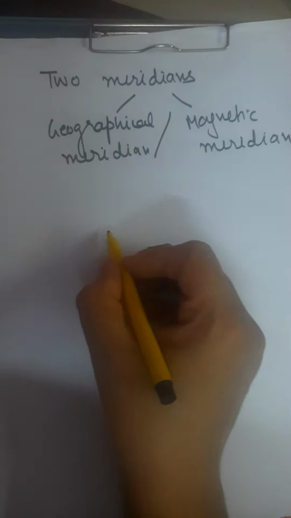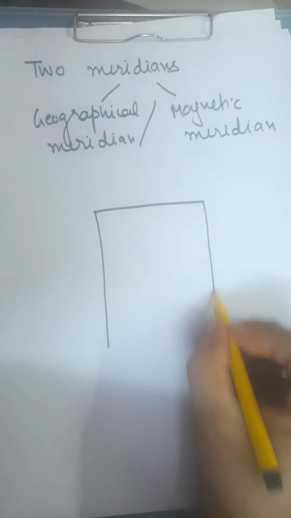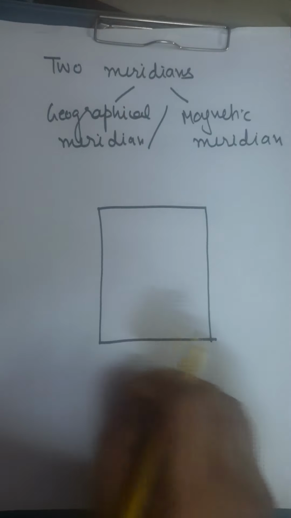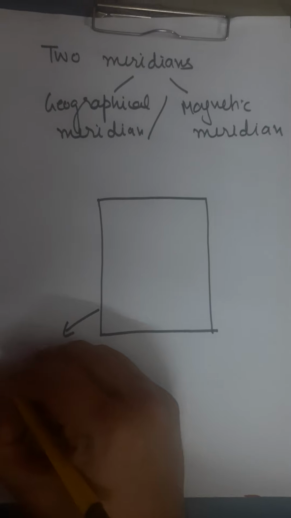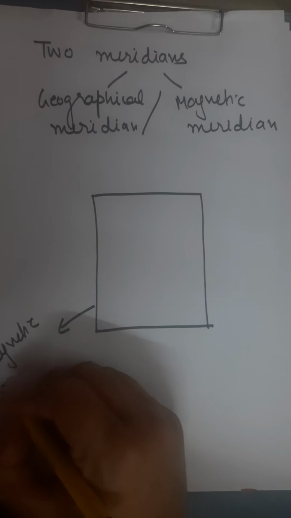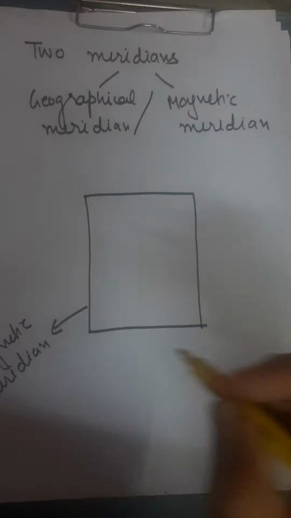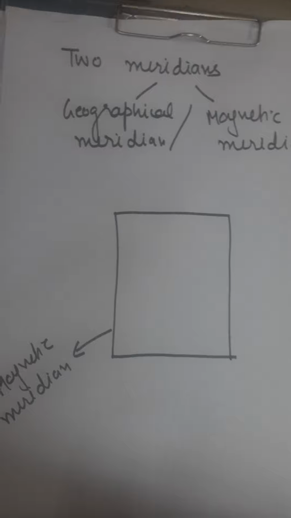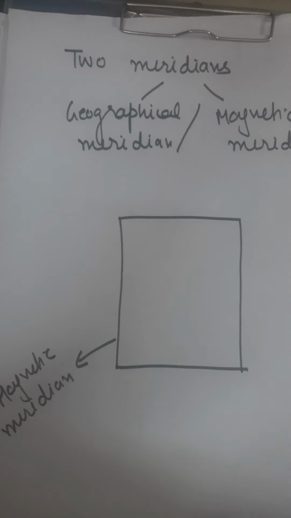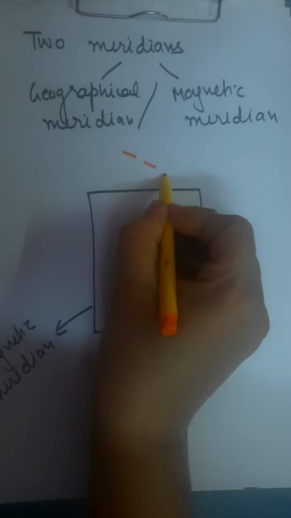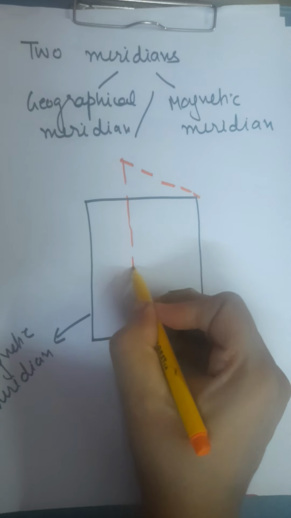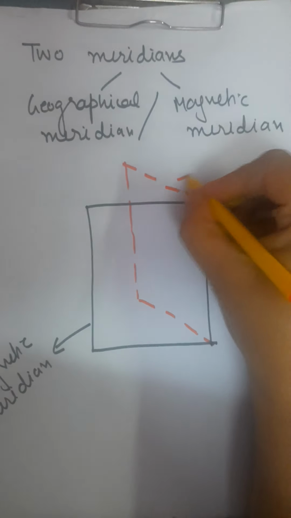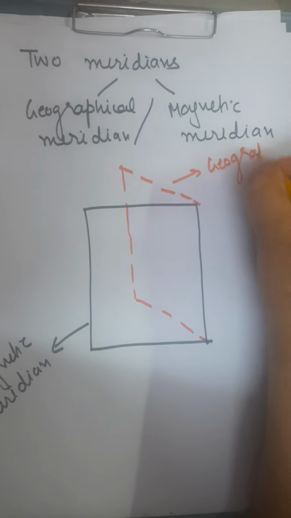How do they look like, children? Children, a meridian is actually a plane which is perpendicular to the equator, right? This is one straight meridian. This is called magnetic meridian. And one such is geographical meridian. Suppose I draw it with a separate pen. It looks like this. Look here, children. This I have drawn with orange. This is called geographical meridian.